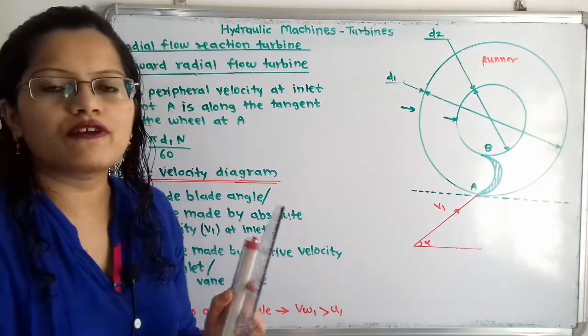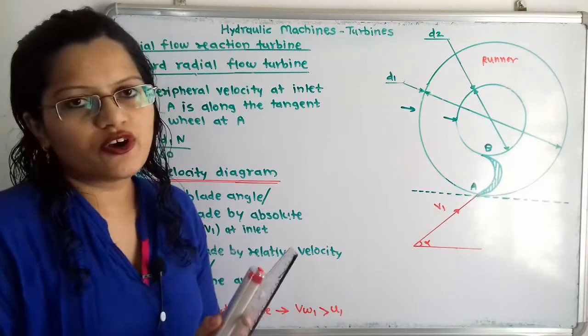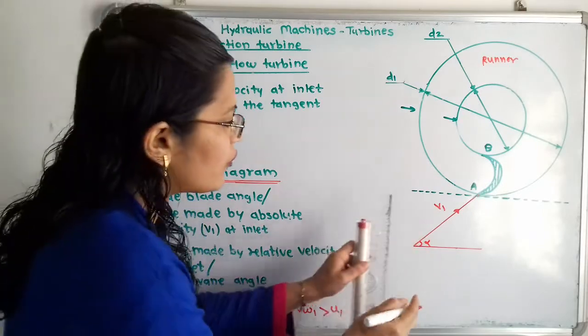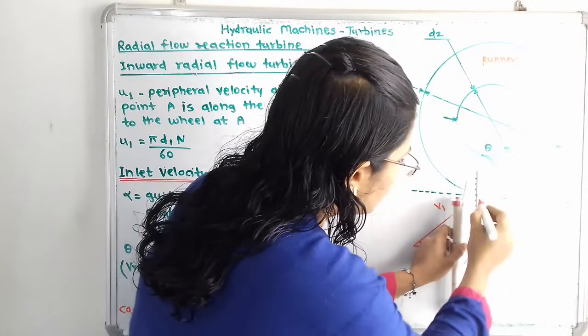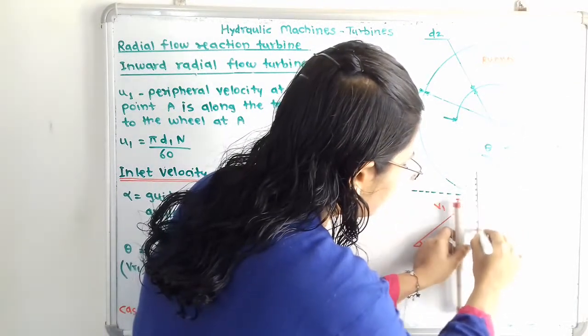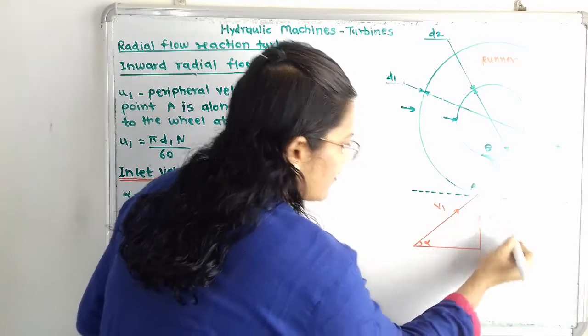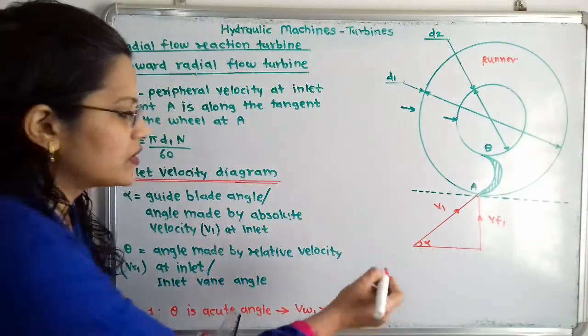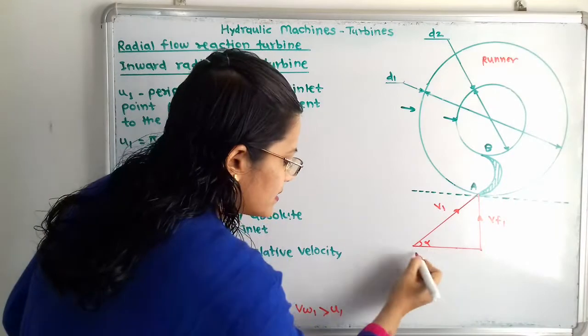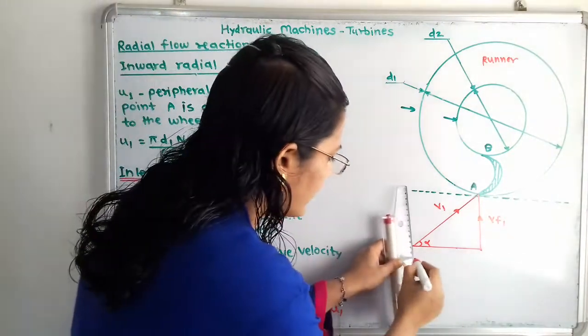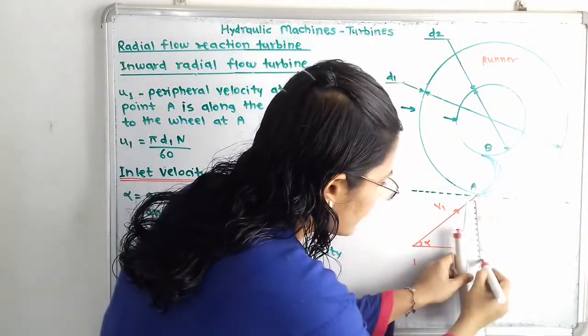So for that we have to draw here velocity of flow. So velocity of flow, I will draw here one straight vertical line. And we have to show the direction, that is VF1. Now this total length is known as VW1. So I will show here VW1.